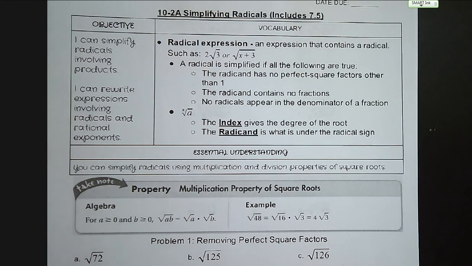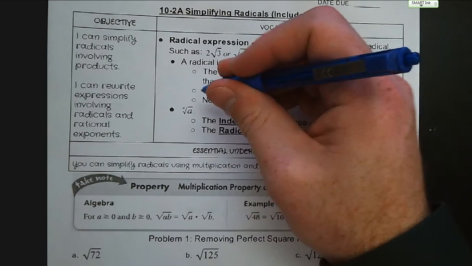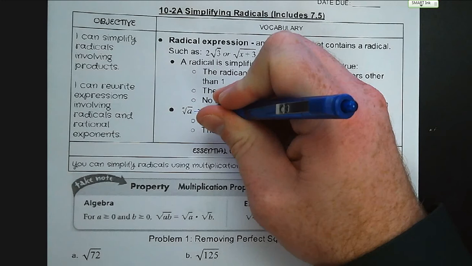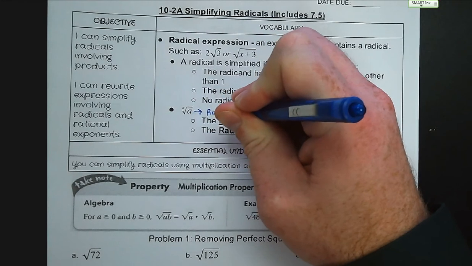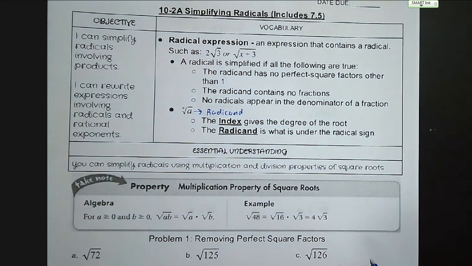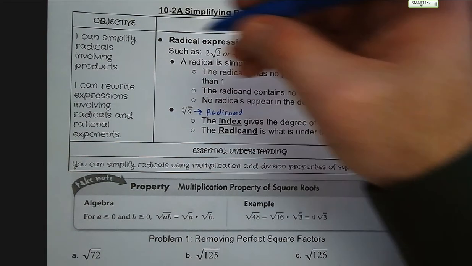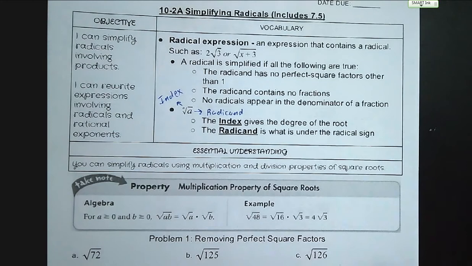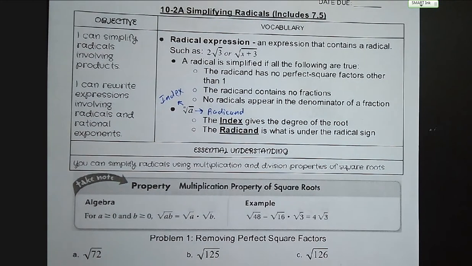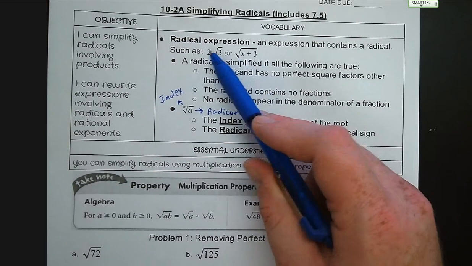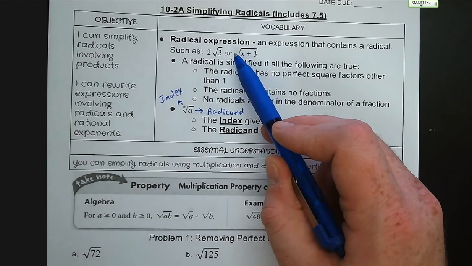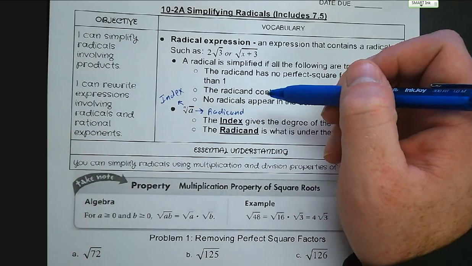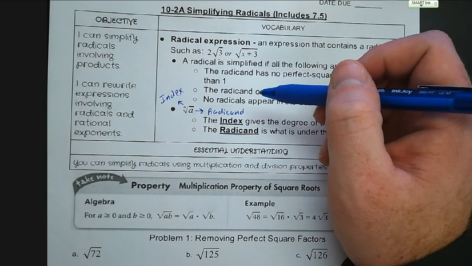So, there are 2 pieces that we need to know. We have the index and the radicand. The radicand is what's under the radical symbol. And the index is the degree of the root. So usually we've seen square roots where there is a symbol there, like in our 2 examples here. There's a symbol with nothing there, that's a square root. If there was a little 3 written there, it would be a cube root. 4 would be a 4th root, etc.